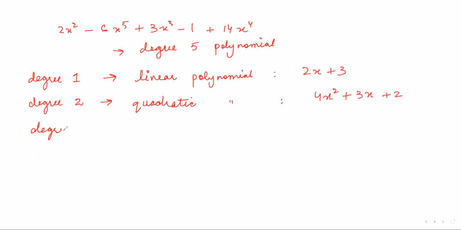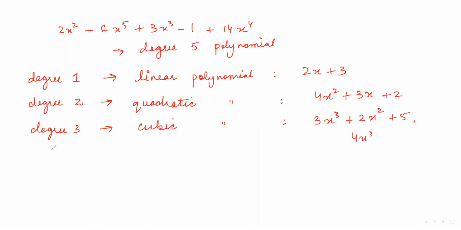And similarly, degree 3 will be called a cubic polynomial. So an example can be like 3x cube plus 2x square plus 5. It's not necessary that it contains all the powers of x in descending order. Or simply we can have 4x cube. That's another degree 3 polynomial, right? Simple 4x cube, the highest power is 3. It's a degree 3 polynomial. Clear?